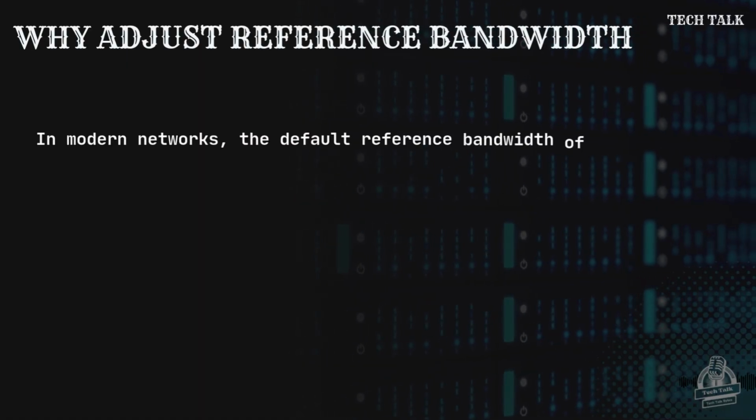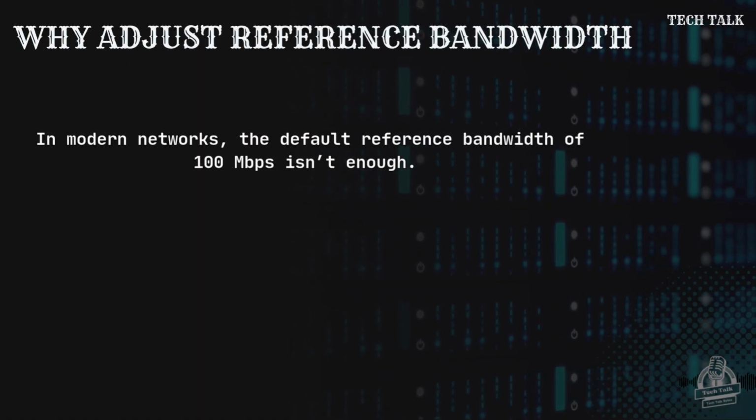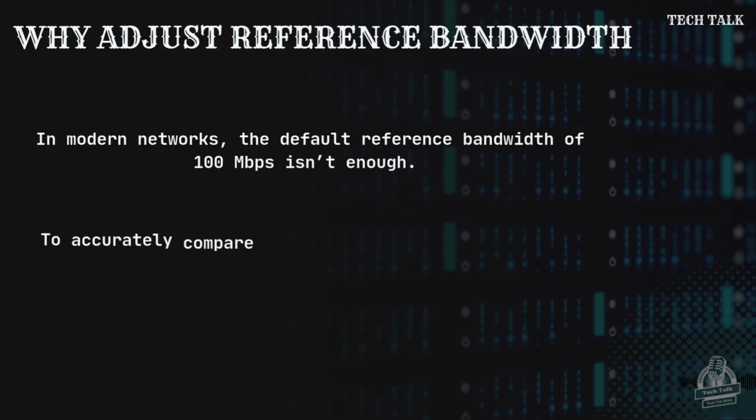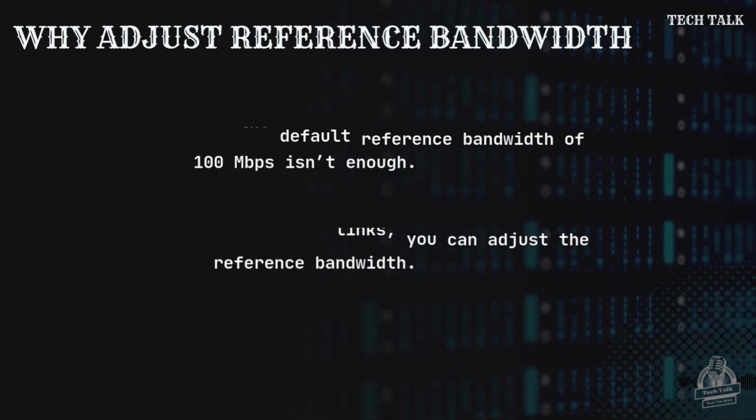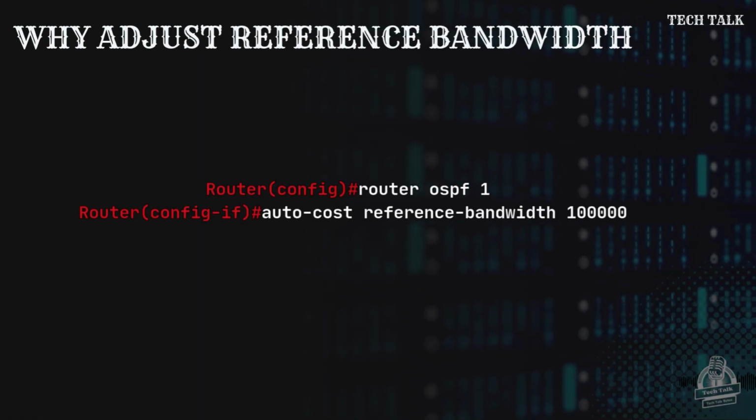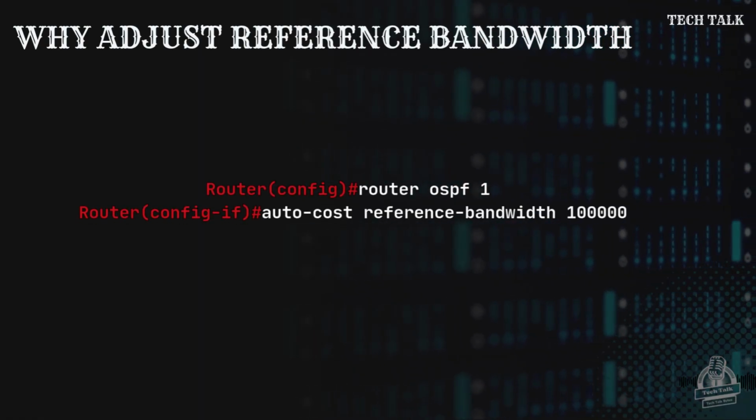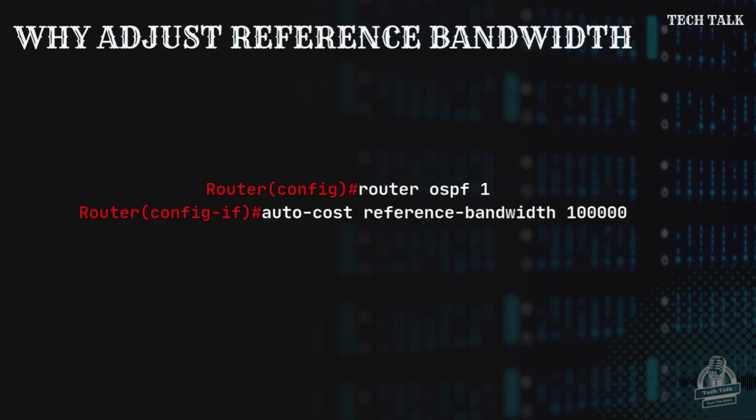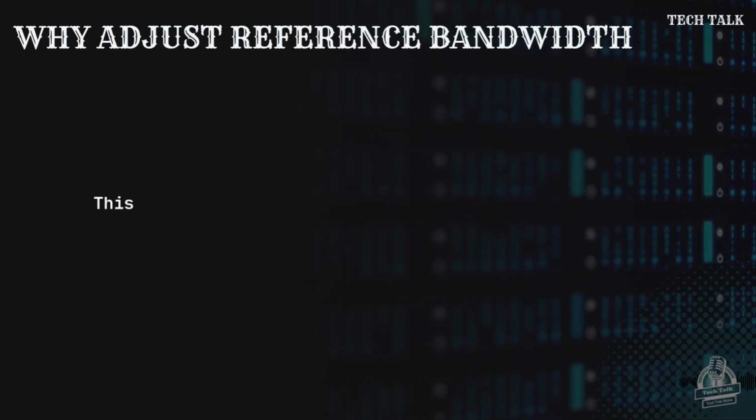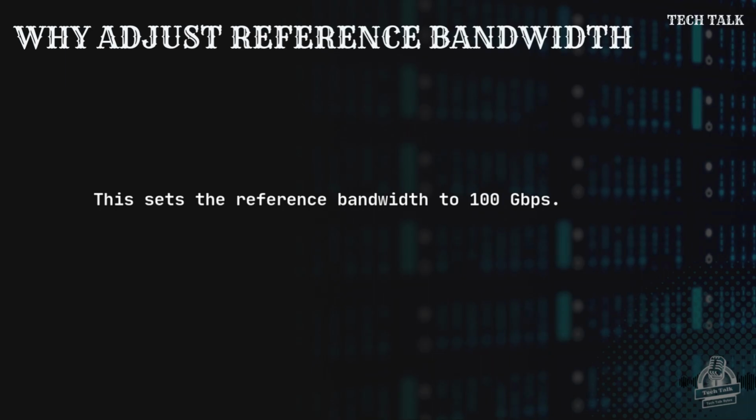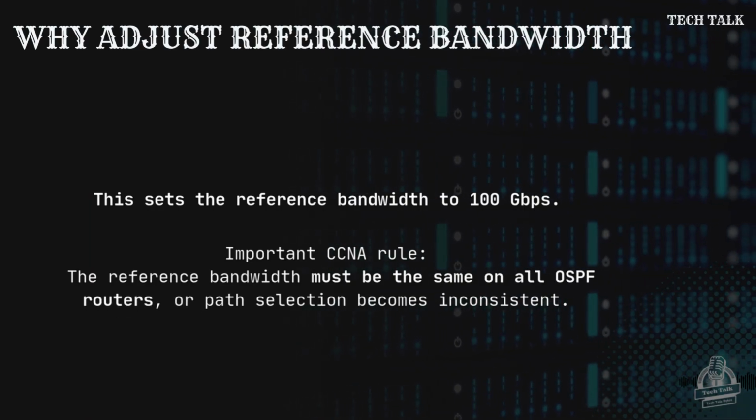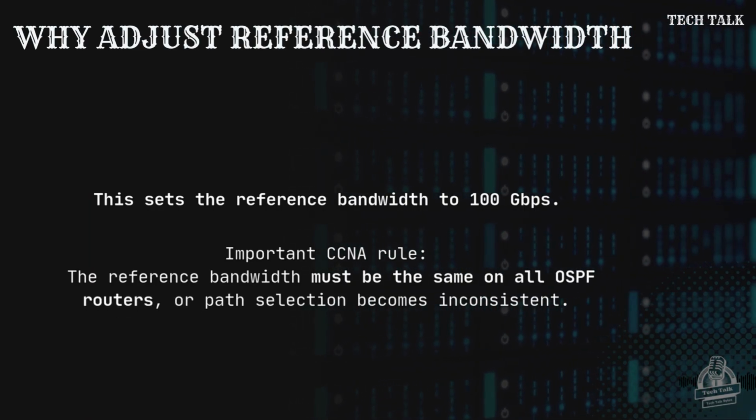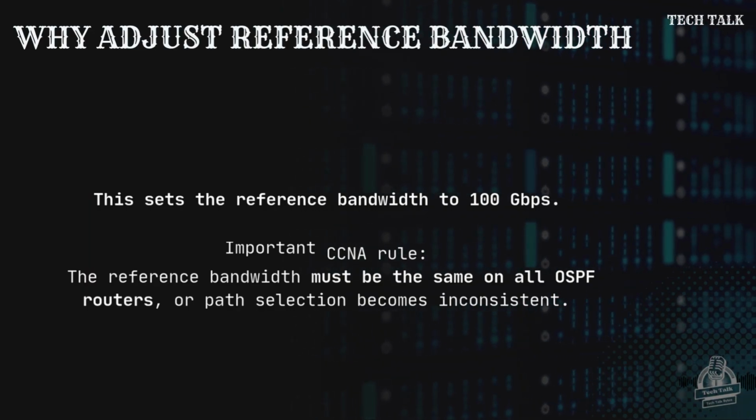In modern networks, the default reference bandwidth of 100 megabits isn't enough. To accurately compare faster links, you can adjust the reference bandwidth. From global config, router OSPF 1, auto-cost reference-bandwidth 100000. This sets the reference bandwidth to 100 gigabits. Here's an important CCNA rule. The reference bandwidth must be the same on all OSPF routers, or path selection becomes inconsistent.